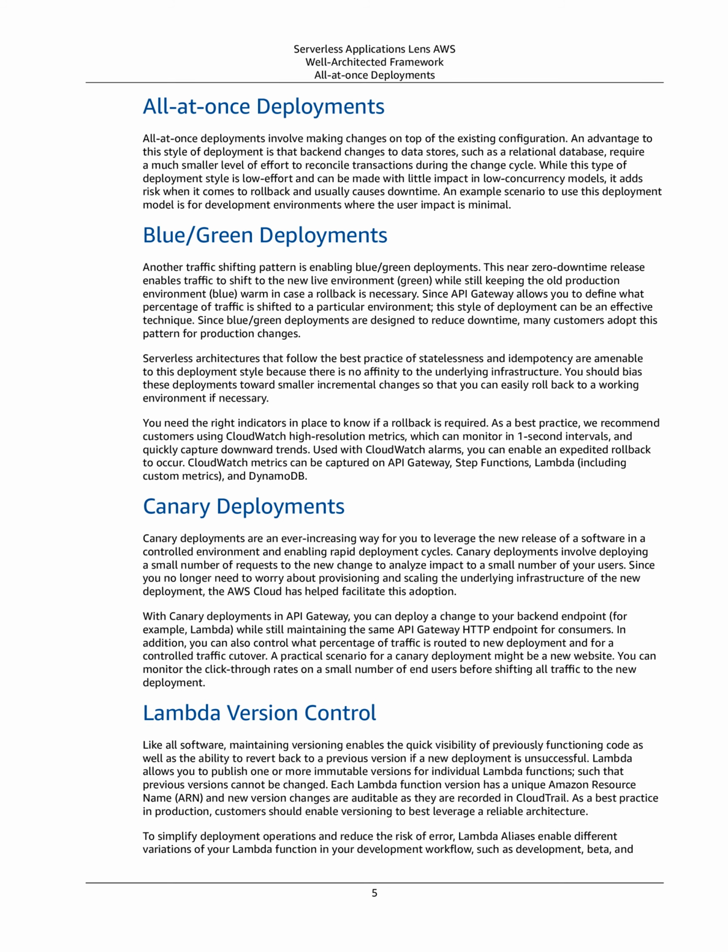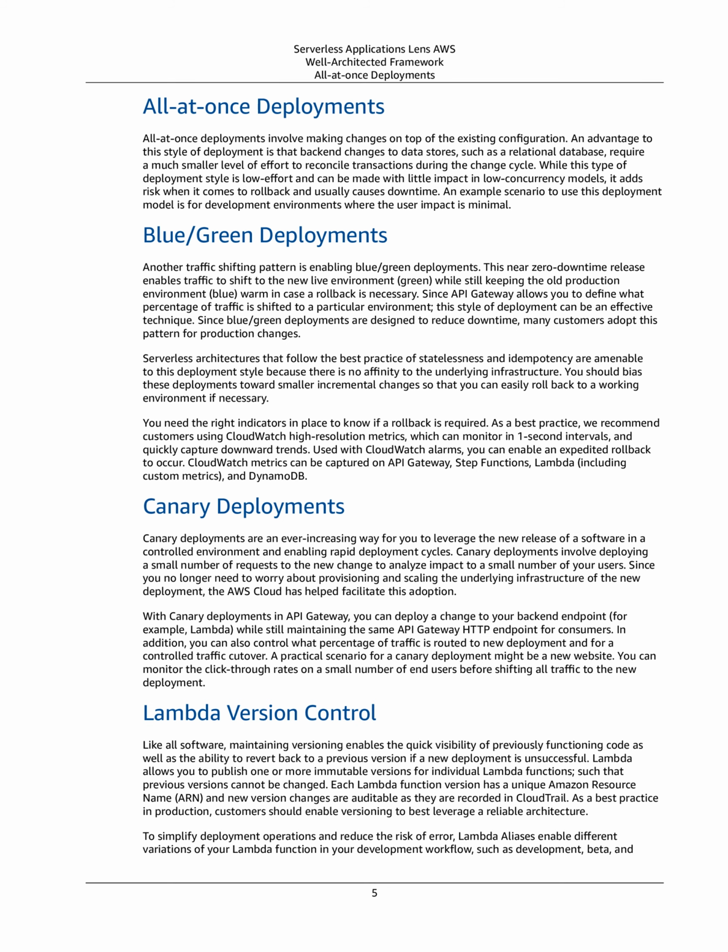As a best practice, we recommend customers using CloudWatch high-resolution metrics, which can monitor in 1-second intervals, and quickly capture downward trends. Used with CloudWatch alarms, you can enable an expedited rollback to occur. CloudWatch metrics can be captured on API Gateway, step functions, Lambda, including custom metrics, and DynamoDB.